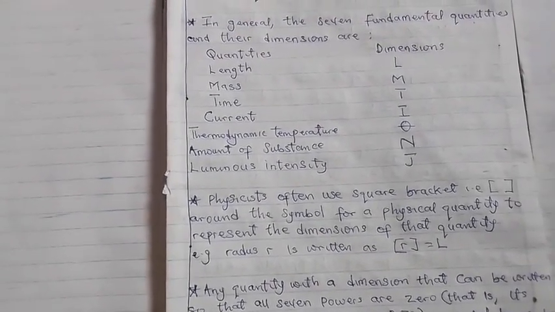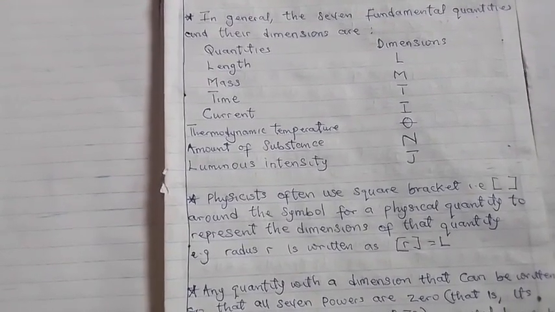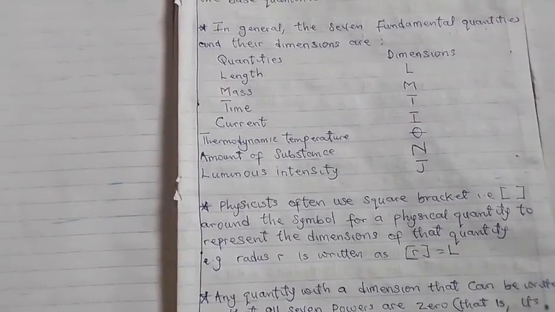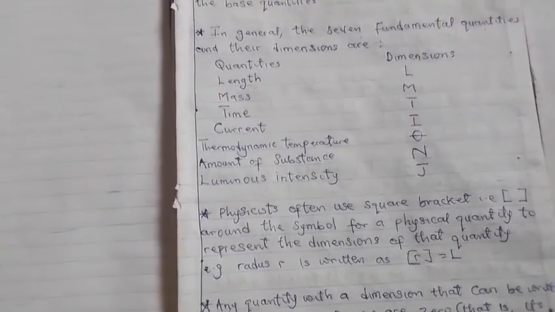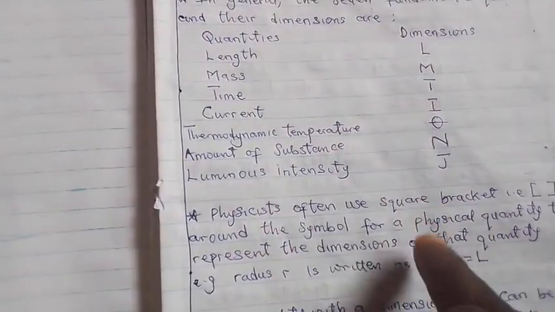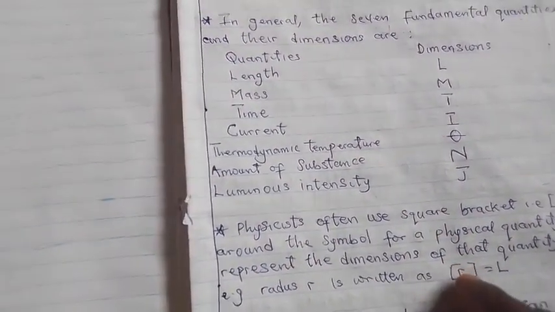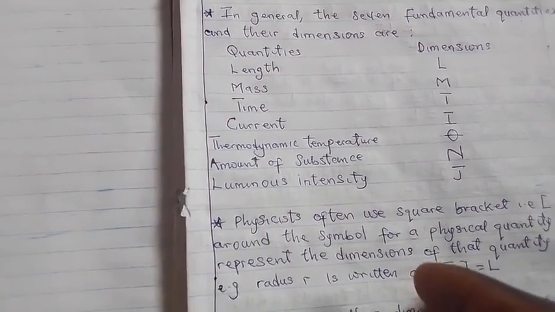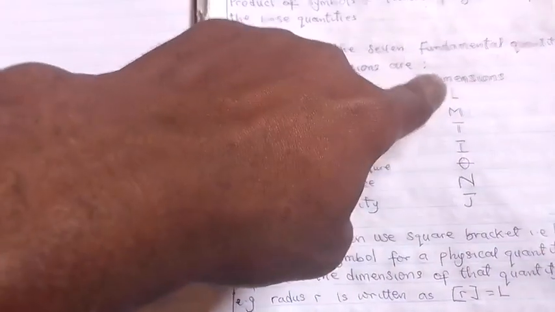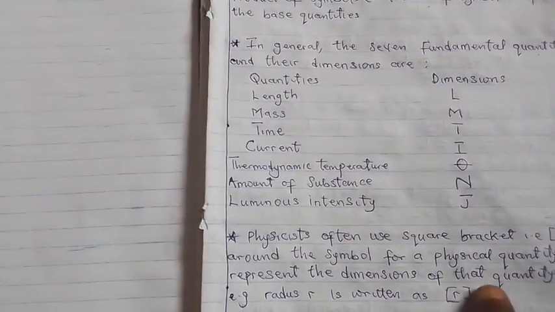Physicists often use square brackets around the symbol for a physical quantity to represent the dimension of that quantity. Let's say we want to find the dimension of radius. We put the radius in a square bracket, just like this. And what's the dimension of radius? It's L, since the unit of radius is the meter, and so radius is length. Since radius is length and the dimension of length is L, the dimension of radius is L.